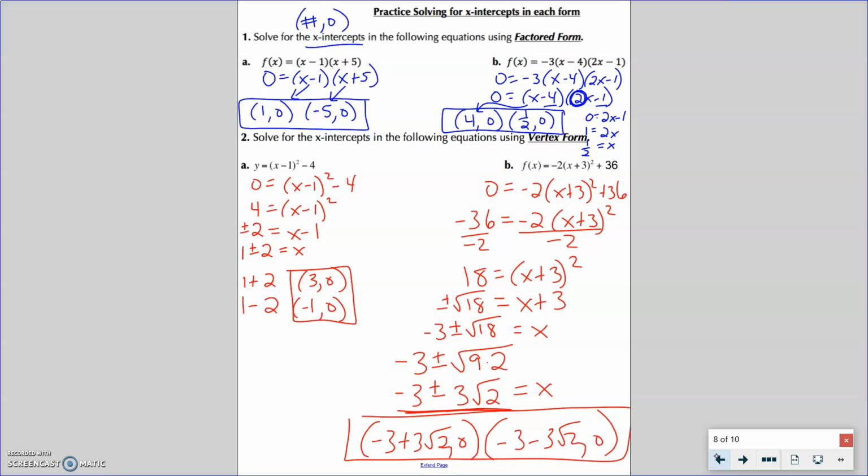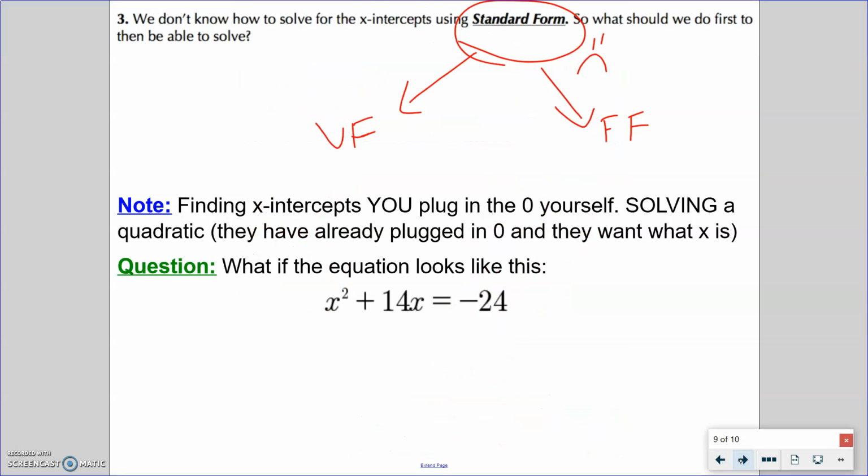So the big thing you have to think about is which way is the better route. So if I give you an option, which is the easiest way to go? But most of the time I'm going to say convert this into vertex form and then solve, or I'll give you some direction. All right, last thing, okay? Finding x-intercepts, you plug in the 0 yourself. Solving a quadratic, they've already plugged in the 0 for you.